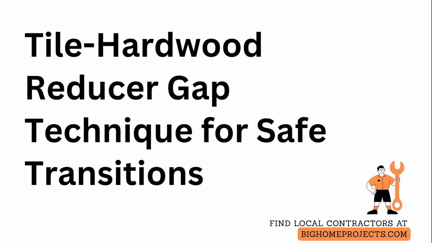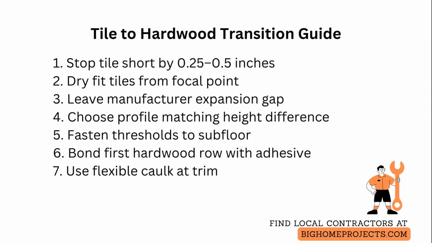Always plan the tile and hardwood edge together so the transition is intentional and safe. Start by stopping the tile short of the future hardwood edge by about 1/4 inch to 1/2 inch, so you can tuck a thin-set bed and set a transition strip without creating a raised lip.